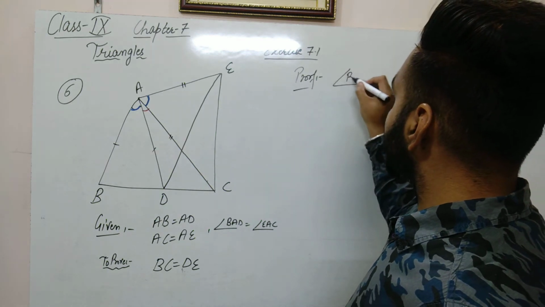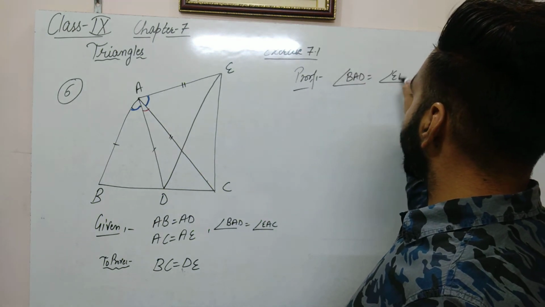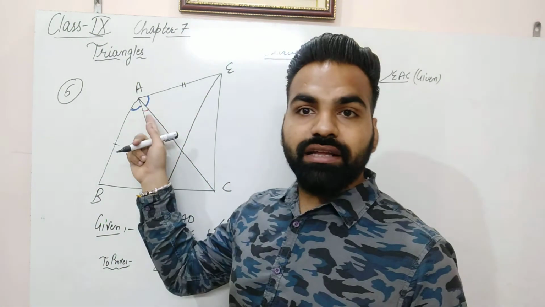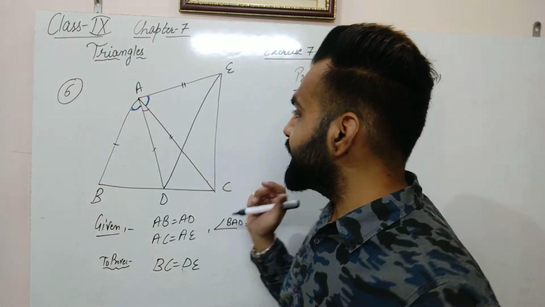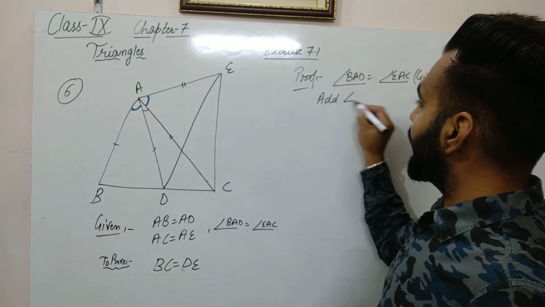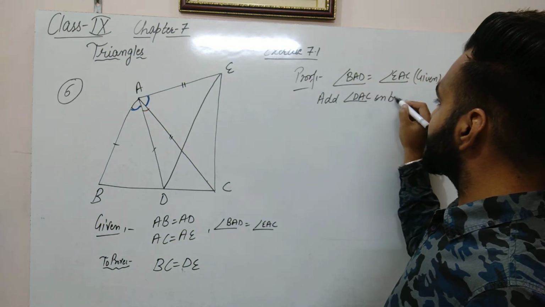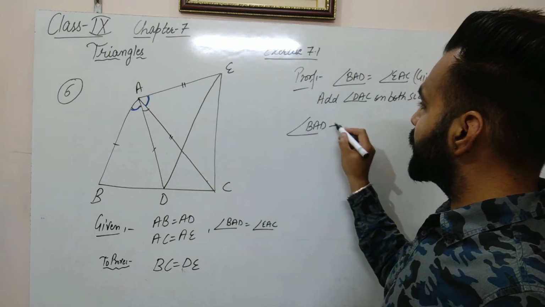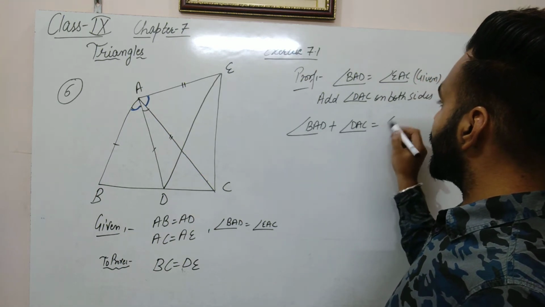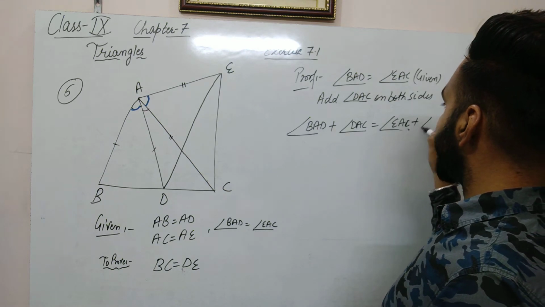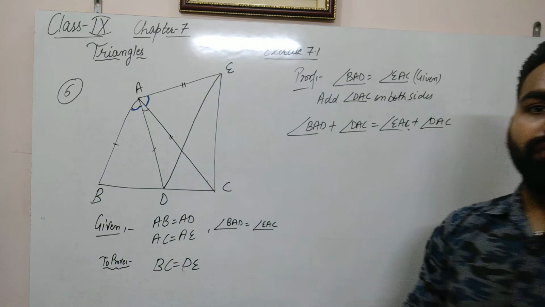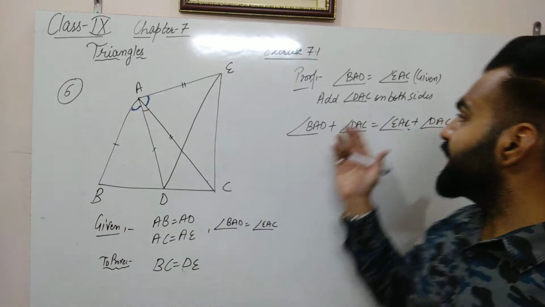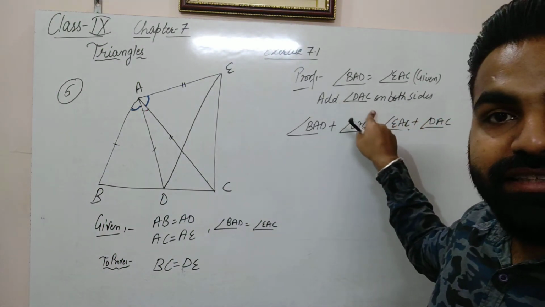See, angle BAD is equal to angle EAC. This is given in the question. If we add this angle, the red angle here, angle DAC, on both sides, this will become angle BAD plus angle DAC, and here EAC plus angle DAC. These two parts are equal. We can add the same quantity on both sides. So we have added the angle DAC on both sides.